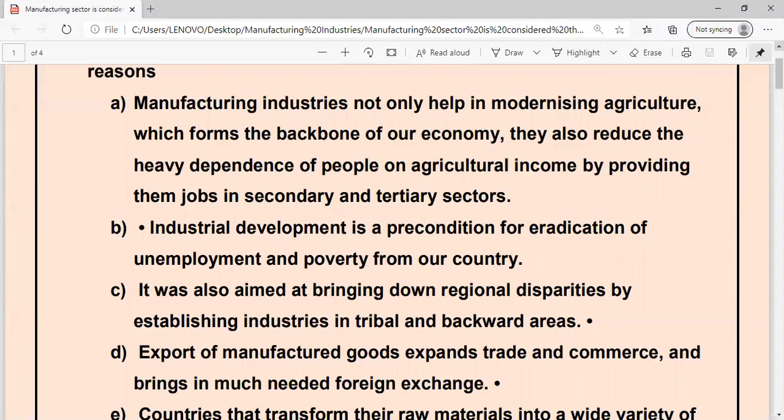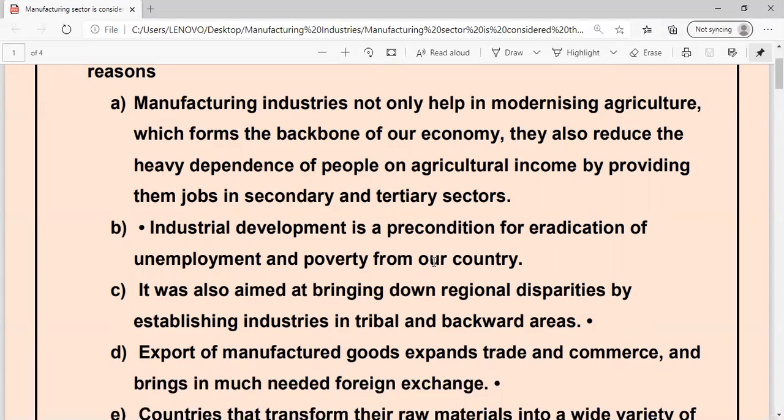Manufacturing industries not only help in modernizing agriculture, which is the backbone of our economy, but reduce heavy dependence of people on agricultural income by providing them jobs in secondary and tertiary sector. In India, the majority of the people depend upon agriculture for their livelihood. As a result, there is a lot of burden on agriculture. If the industrial sector and the service sector, that is secondary and tertiary sector, develop, then it will create more employment opportunities and reduce the burden on agriculture. Now it is helpful for removing unemployment and poverty from our country.